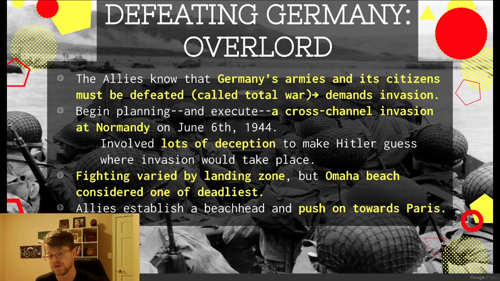Now, the fighting on each of these beaches is very different. Having been to Omaha Beach myself, that is a very, very different experience than, for example, Utah Beach or some of the other beaches where the Allied armies land. Omaha Beach is particularly bloody.